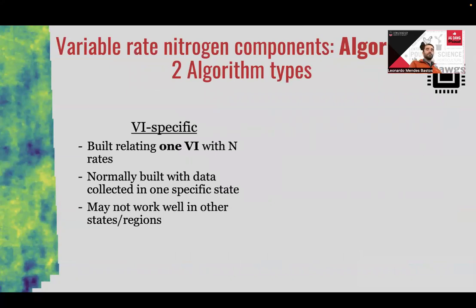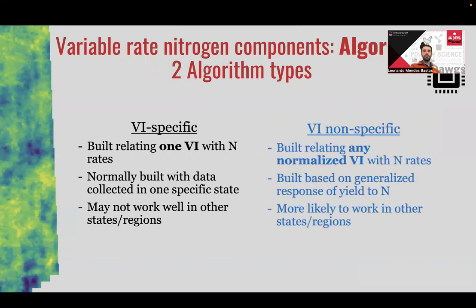Then we start talking about algorithms, right? So there are different ways of categorizing algorithms for variable rate nitrogen. One of them is to categorize based on how they were developed. Algorithms that were developed with a specific vegetation index can be very good for that vegetation index and normally for the state where they were developed, but they don't generalize well to other regions. Algorithms that were not developed using a specific vegetation index are more flexible and can adapt more to regions different from where they were developed.